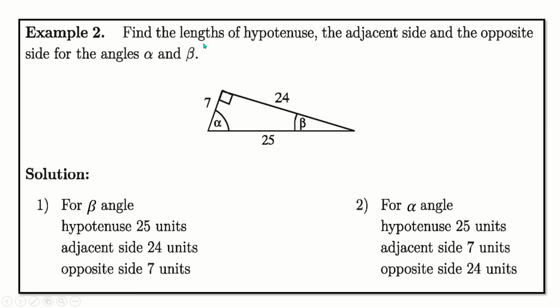Find the lengths of the hypotenuse, the adjacent side, and the opposite side for the angles alpha and beta. For the angle beta, 7 is the opposite side, 24 is the adjacent side, 25 is the hypotenuse. For the angle alpha, 24 is the opposite side, 25 is the hypotenuse, and 7 is the adjacent side. Clear, everyone?